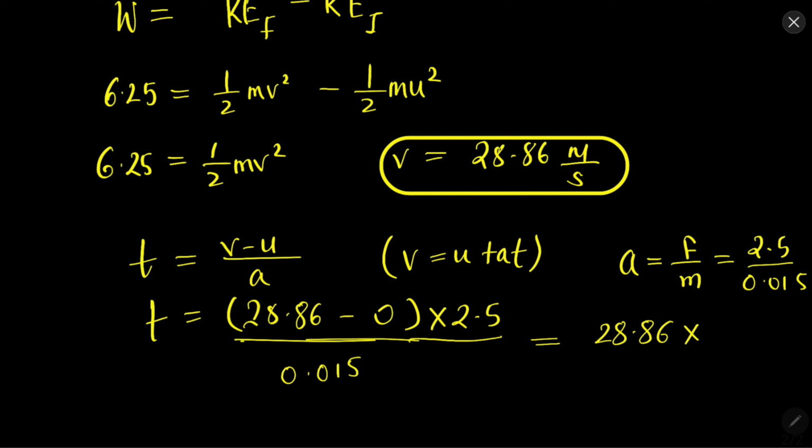We have made a small mistake here. 2.5 should be downstairs and 0.015 should be upstairs. So if you solve this, you will get like this. So let's have it like this only for now.